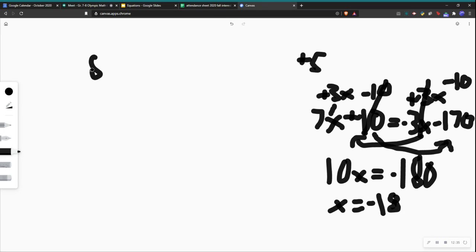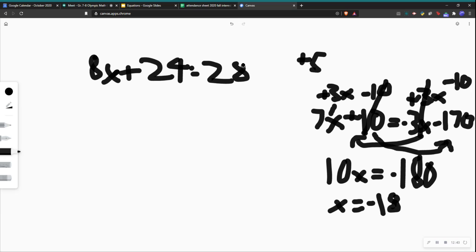Here, let's solve it. So 8x plus 24 equals 28. First things first, you move the 24 to the right side. Sorry, that arrow looks bad, but hopefully you understand that. And we can move it by subtracting 24 from both sides. Right. So that is gone.